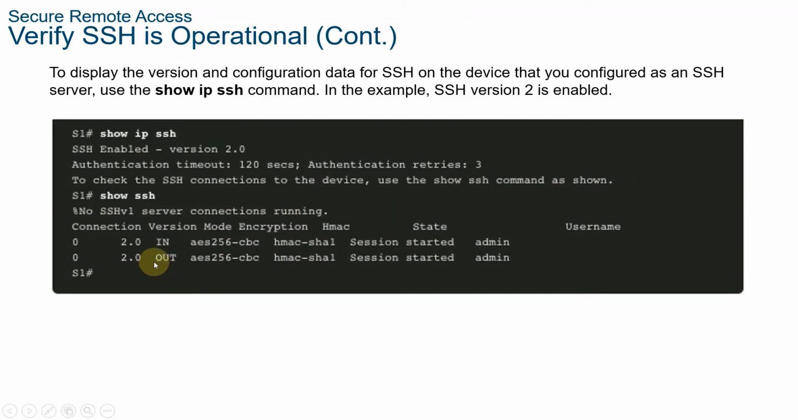So next, let us verify if SSH is operational. To display the version and configuration data for SSH on the device that you configured as an SSH server, we use the show ip ssh command. In the example, SSH version 2 is enabled.